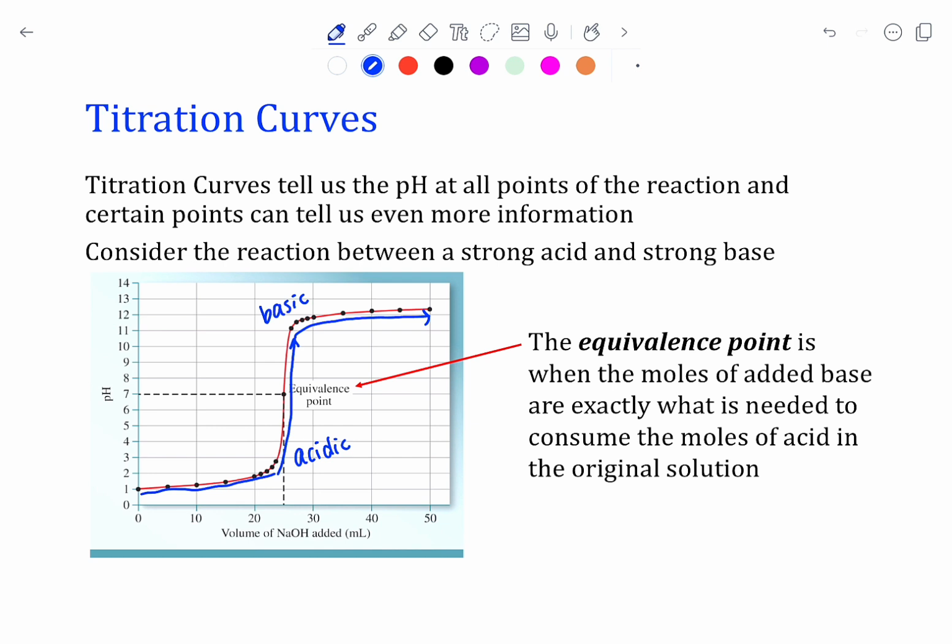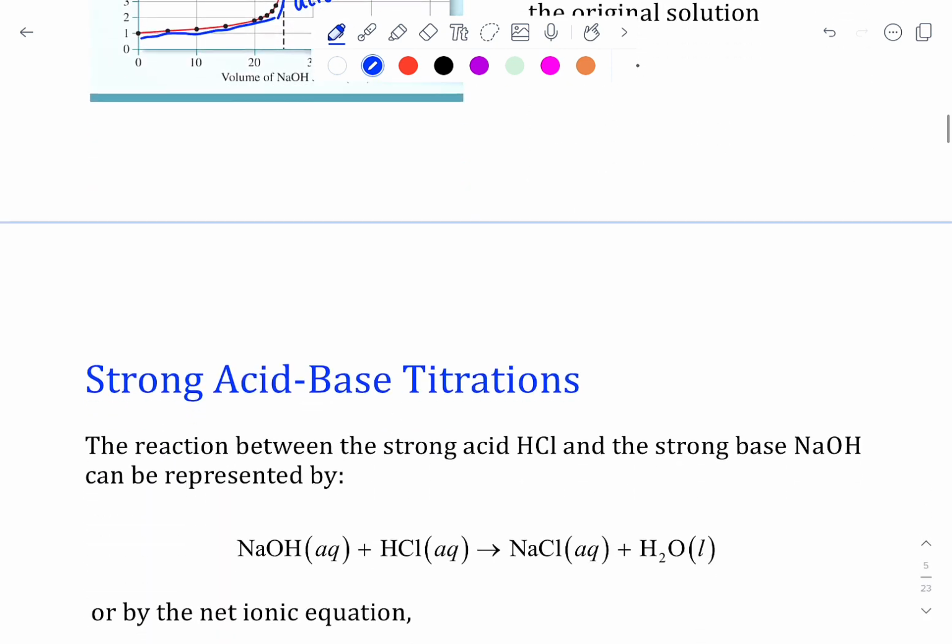Now the type of acid and the type of base is going to change what these titration curves look like. So here we have one that is of a strong acid and a strong base. We can also have a weak acid and a strong base, and a strong acid and a weak base, and their titration curves will all look different from each other. So let's look at what those titration curves look like and see the range in where we would expect the equivalence point to be for all of those reactions.